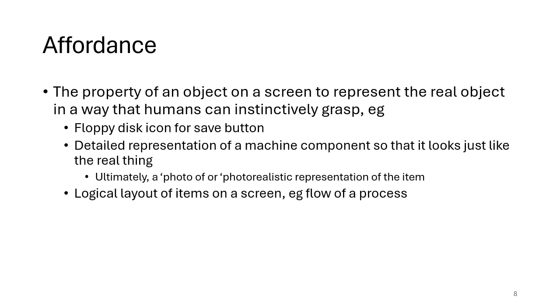So that's an example of affordance. It can also mean a detailed representation of a machine component so that it looks like the real thing. So that might be an outline view. For example, you see this a lot in automotive applications. When you're driving, you will see an outline or a logo that's representative of what it is we're doing.